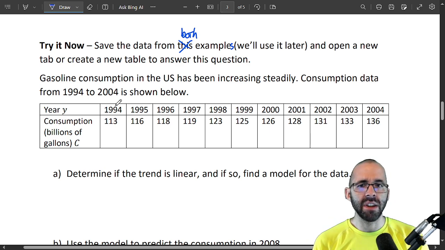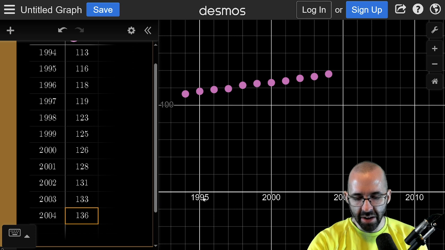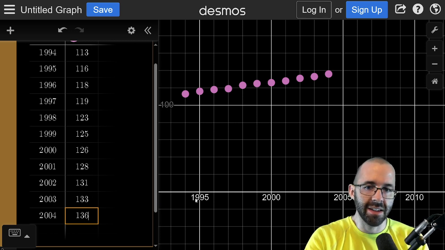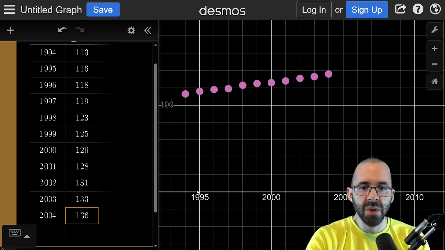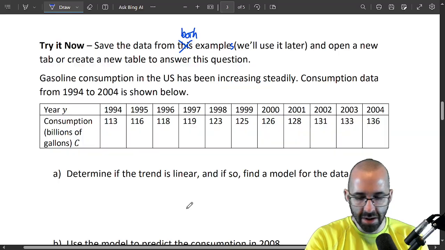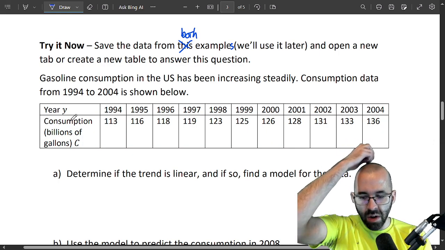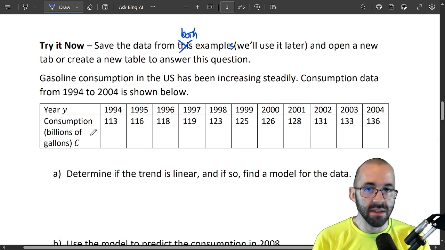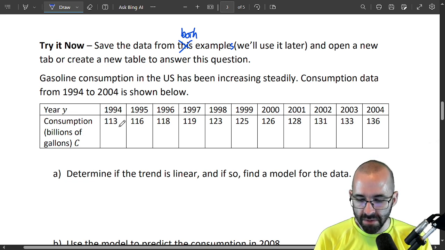And again, usually for years, if we don't want our inputs to be really big numbers when we're plugging things in, we like to use T as years since 1994 or something like that. But I want to show that it really is fine and possible to have the year itself be your input. So our input is the year. Let's call that Y. Our output is the consumption of gasoline in billions of gallons. Okay, so I think we got that already.